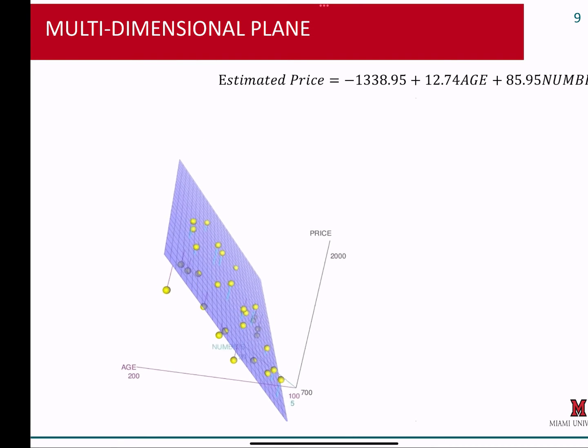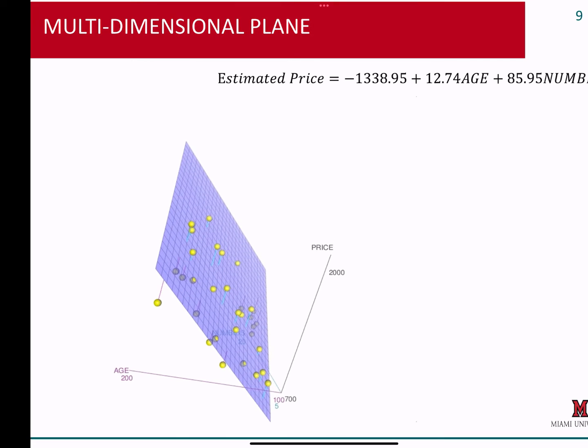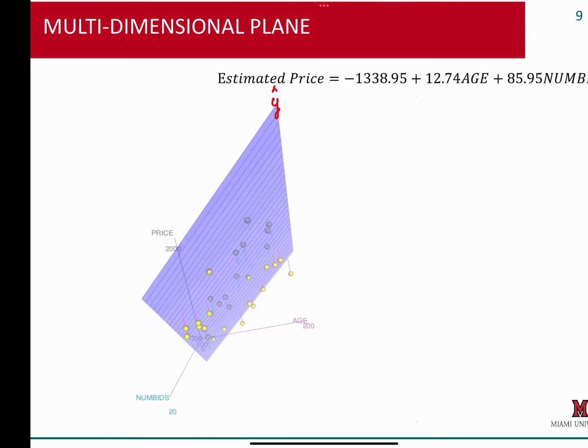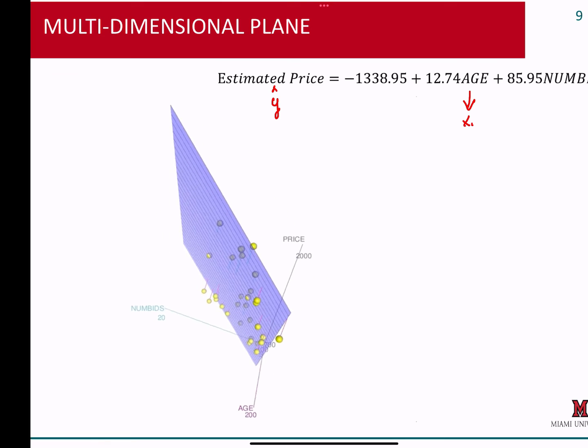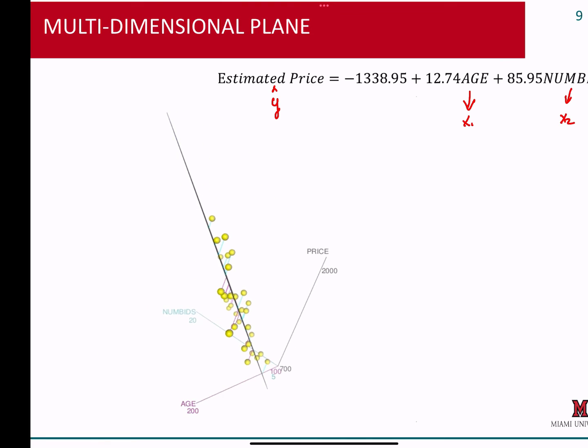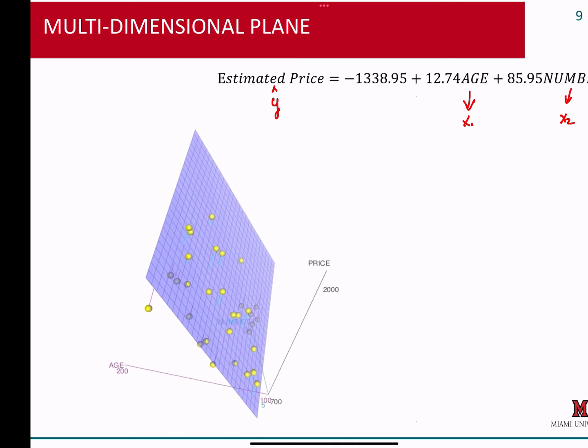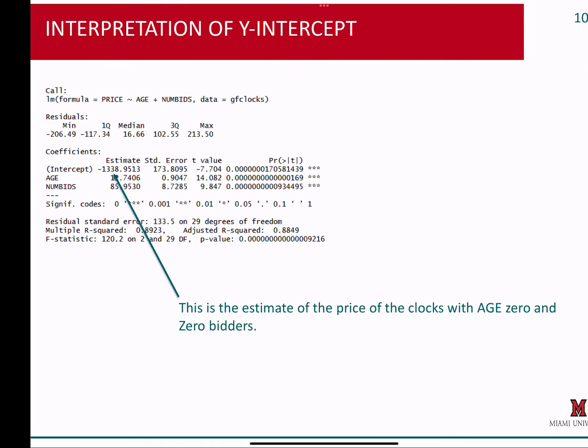We can represent this equation by the estimated price, or if you want to call it y hat, then that's fine. If you want to replace age with x1 and number of bidders with x2, then that probably shortens the equation more. The interpretation of the y-intercept is the estimated price of the clock when age and number of bidders are equal to 0. We want to say that this is an estimated value always.